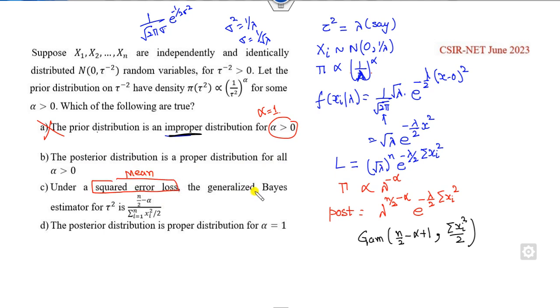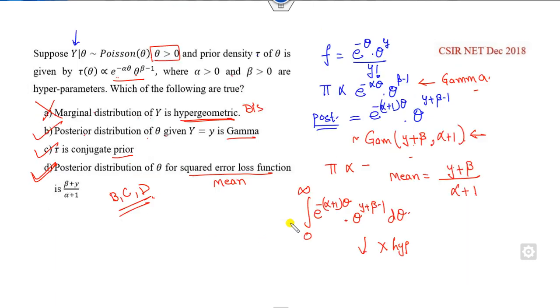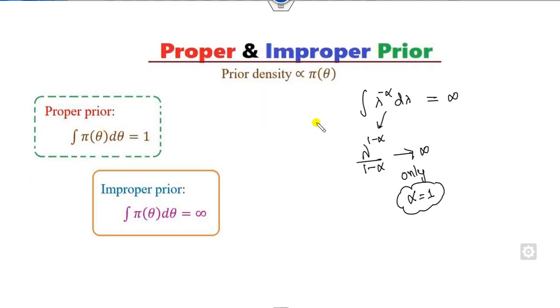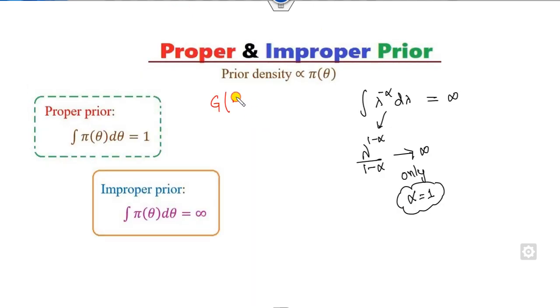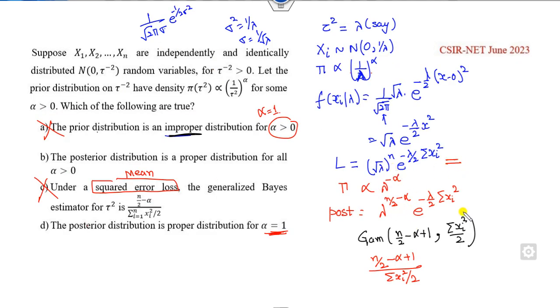That is the mean. What is the mean of this? N by 2 minus alpha plus 1 divided by summation xi squared by 2. But here the plus 1 is missing, so this is cancelled out. The posterior distribution is a proper distribution when alpha is 1. What is the meaning of proper? When the integration is 1. So you can see the proper distribution has n by 2 minus alpha plus 1. When alpha is 1, this value will be n by 2. What is the value when alpha is 1? So this value is nothing but lambda raised to n over 2 minus 1, e raised to power minus of this.